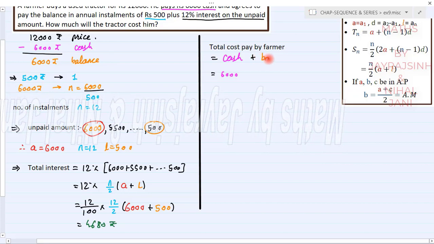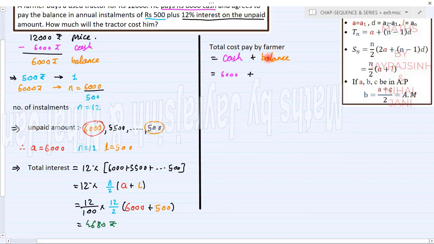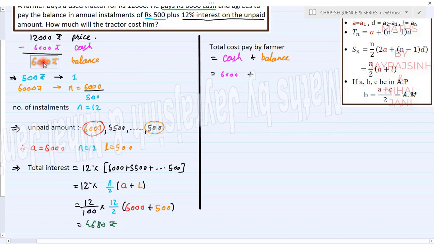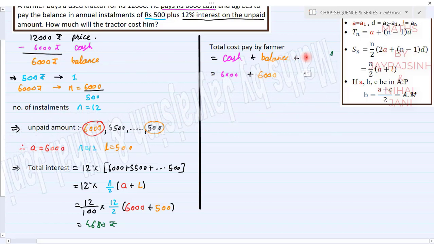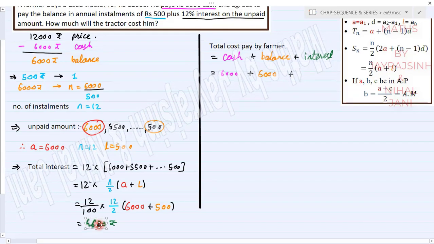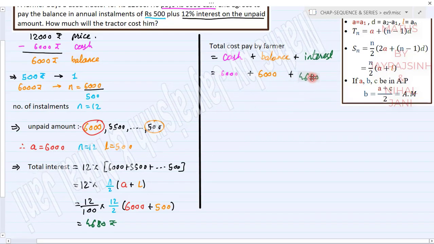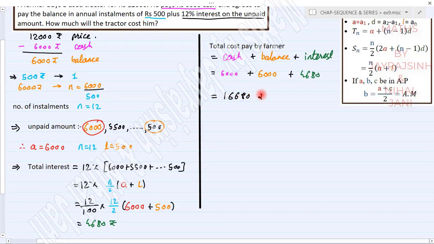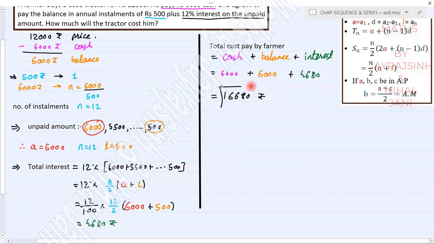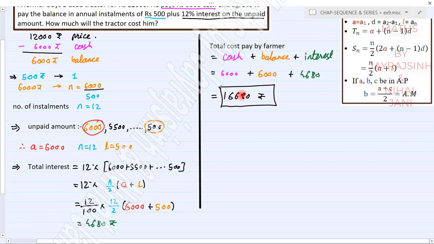Now we have to calculate the total cost paid by the farmer, which includes the cash paid initially, 6,000, then the rest of the balance in the form of installments, which is 6,000, and the total interest which he paid, 4,680. That will give us 16,680 rupees. That is your final answer. Tada!